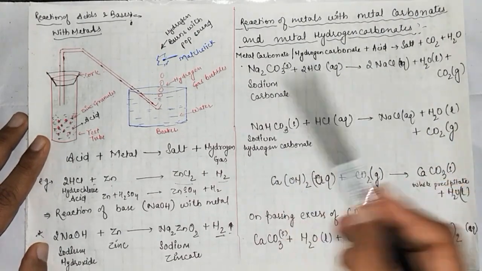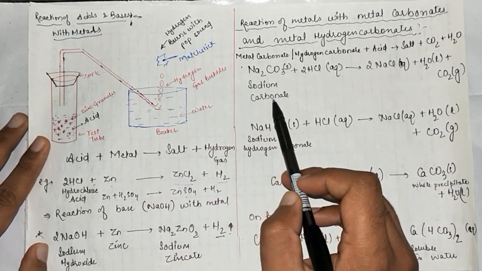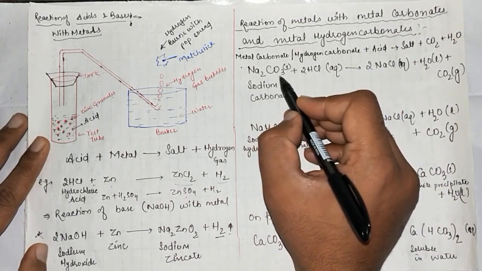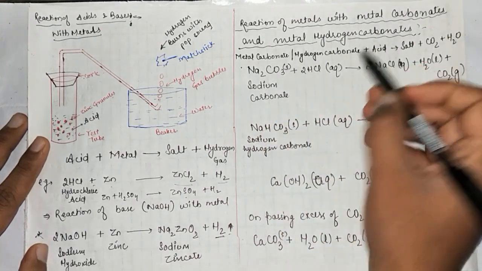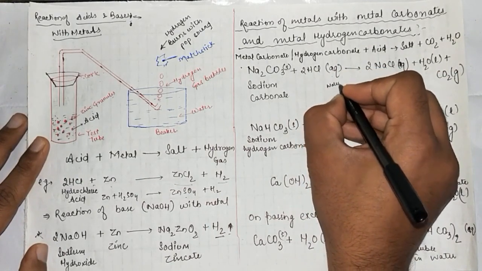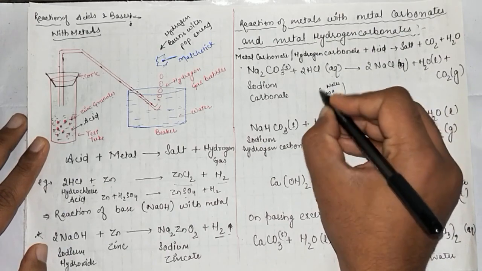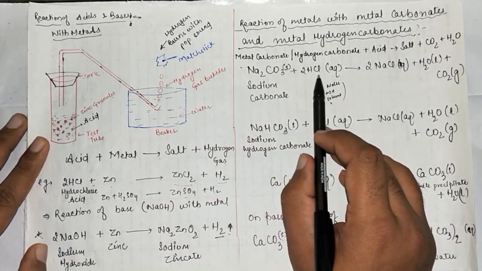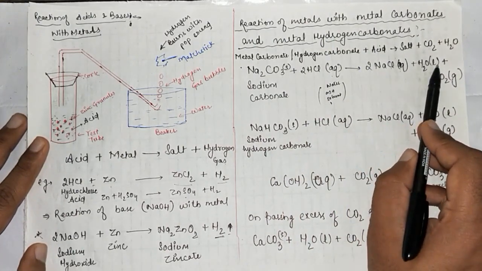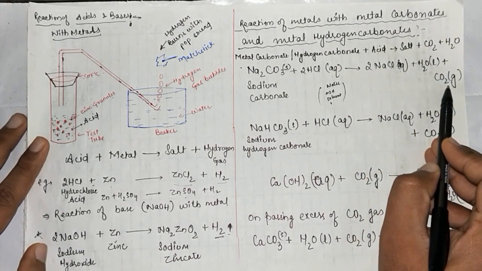Okay, so we can take one example like sodium carbonate, Na2CO3. When it reacts, this is solid. S means solid. We have taken Na2CO3 in solid form, HCl in aqueous form. Aqueous form means water as a solvent. The HCl is a water solution. Then what is produced? NaCl aqueous plus H2O liquid and CO2. This is salt, this is water, and this is carbon dioxide gas.